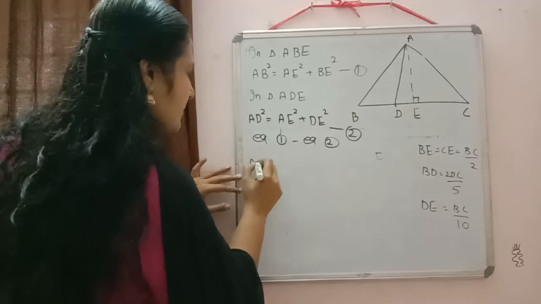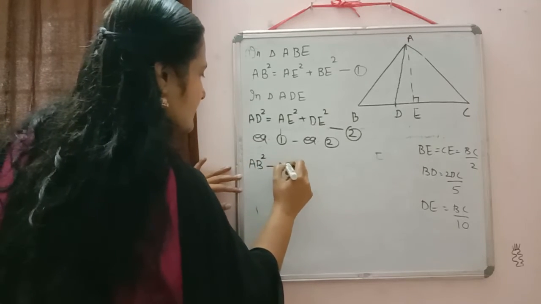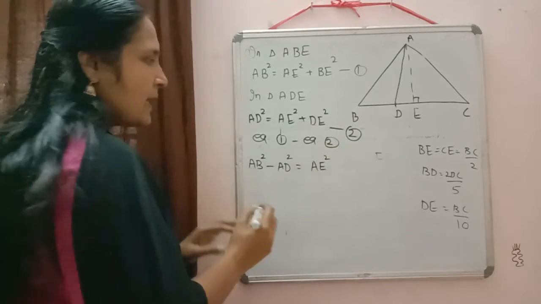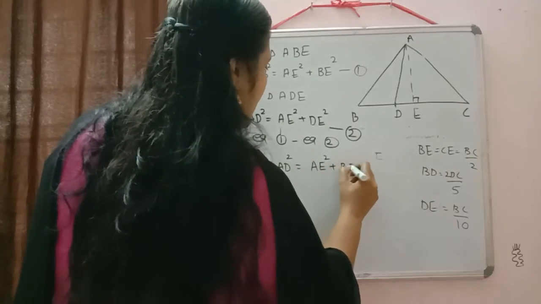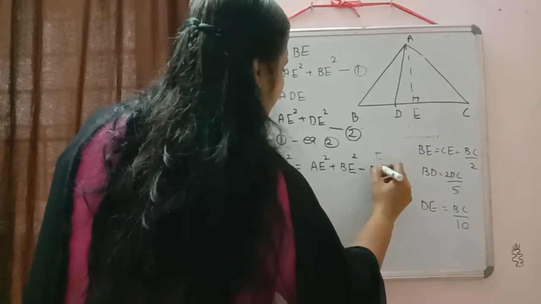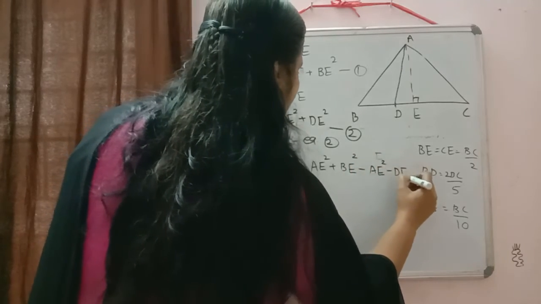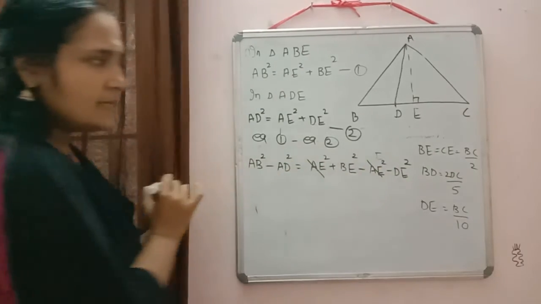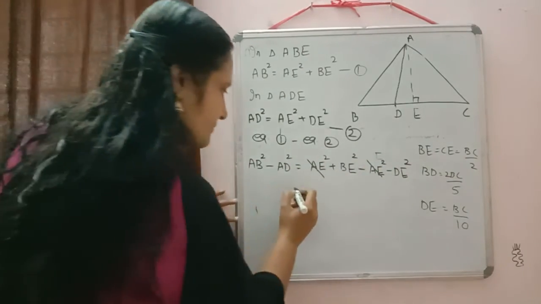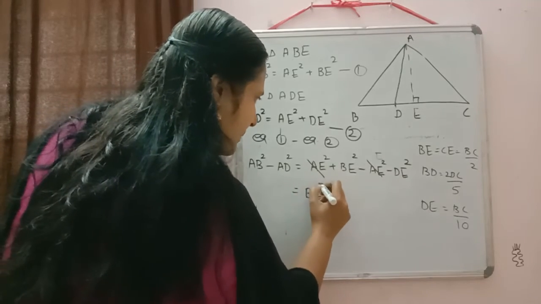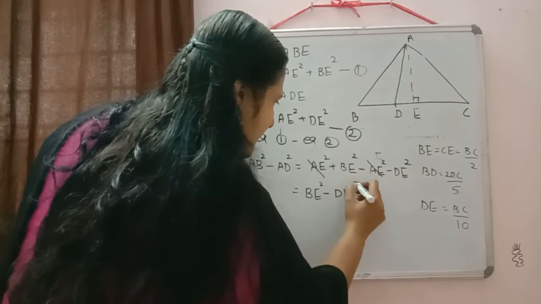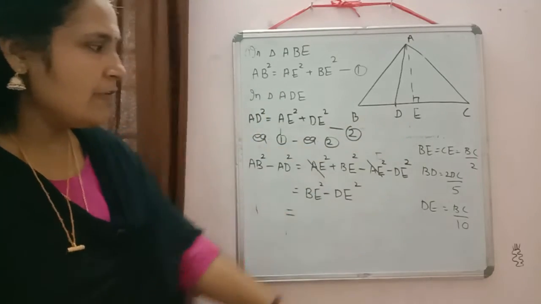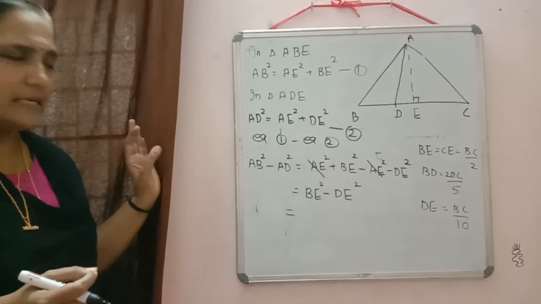Then what will come? AB square minus AD square is equal to, right hand side, AE square plus BE square minus AE square minus DE square. So AE square and minus AE square will get cancelled. Remaining we have BE square minus DE square. Now what we will do? Using this information, we will change all in terms of BC.